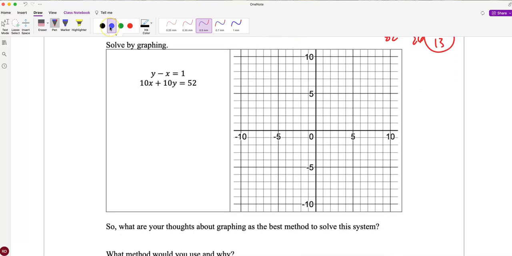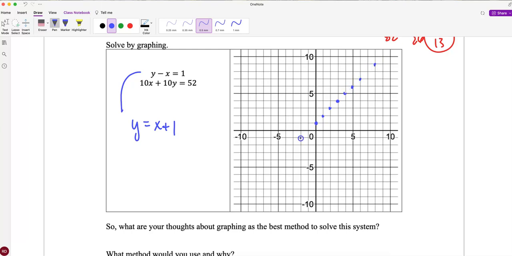Look at solving this guy by graphing. y minus x equals 1. So let's rewrite that equation. y equals x plus 1. That makes it a little bit easier to graph. The y-intercept is 1, and the slope is 1. So that's a pretty straightforward guy.